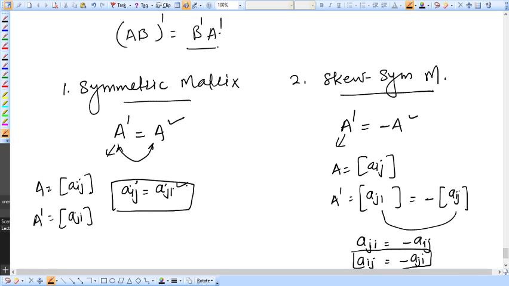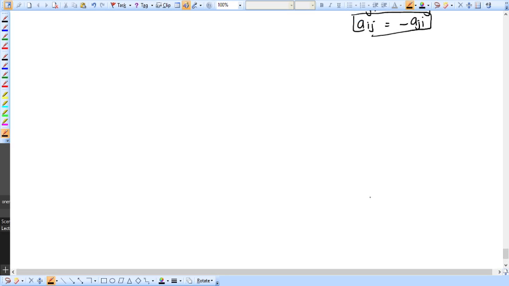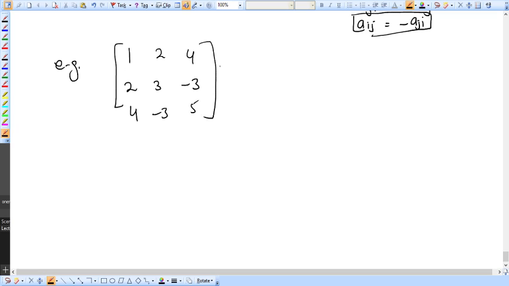Okay, so now some examples. See here, 1 3 2 3 4 minus 3. This is the matrix.